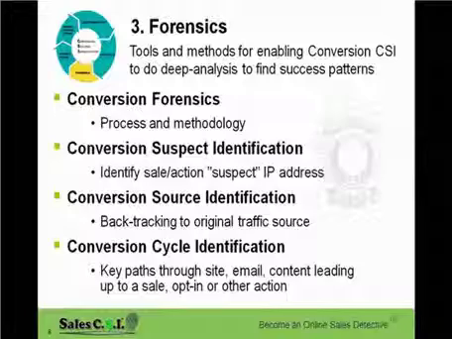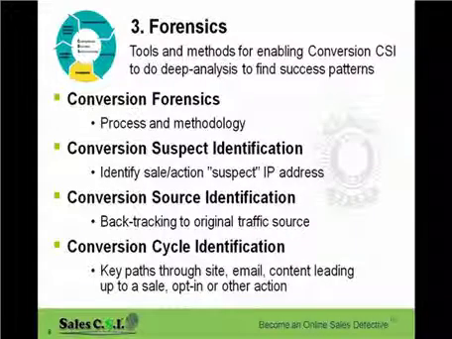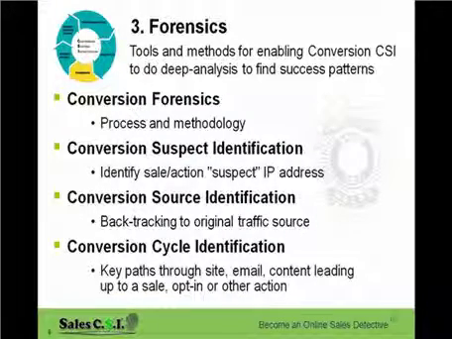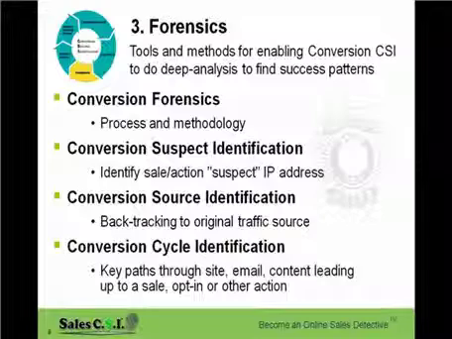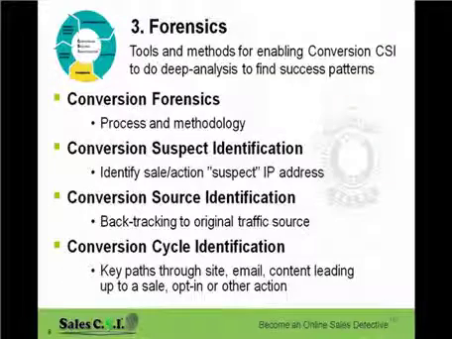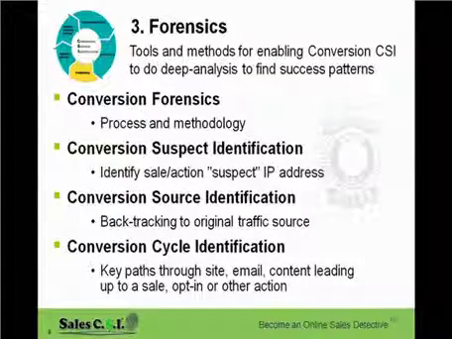We're going to choose, for example, a buyer, and we're going to go through a process where we identify a suspect's IP address, like of a buyer, and then we're going to backtrack. Where did this buyer find us? What sources of traffic did they use to find us? What content did they consume before they bought? What did the sales cycle look like?